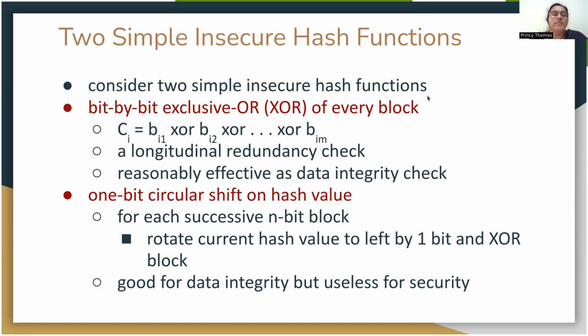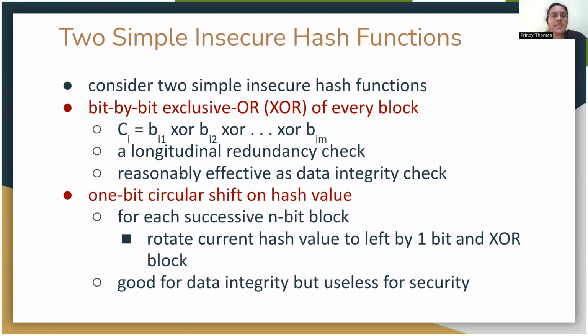Now we're going to look at two simple insecure hash functions. They are insecure hash functions, but they used to be used earlier. The two are: one, a bit-by-bit exclusive OR of every block, and the other, a one-bit circular shift on the hash value. Here, each block is XORed with the next block, and this allows for a redundancy check and a data integrity check.